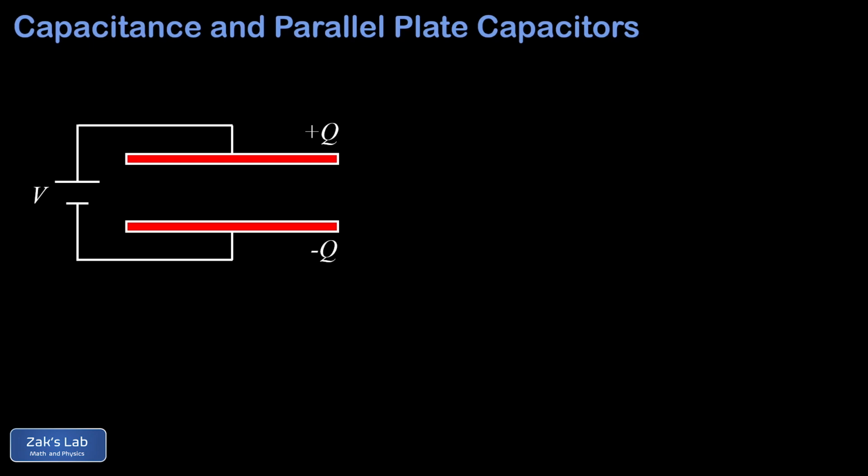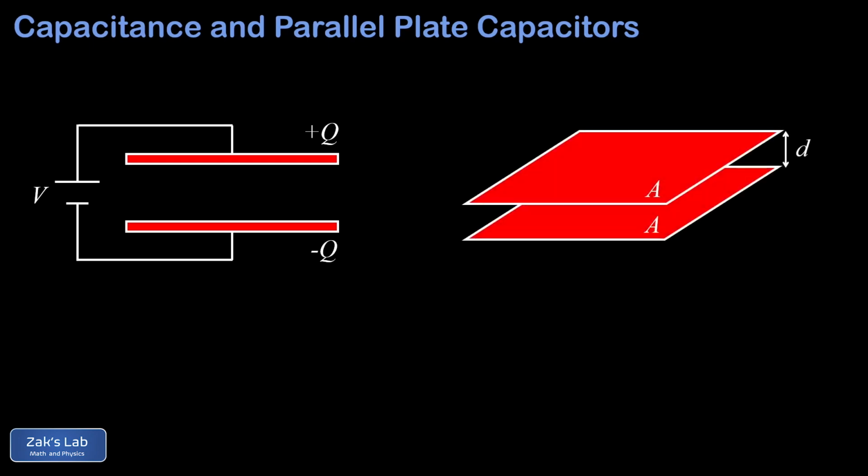but opposite signs. So while a capacitor in general could be any pair of conductors, a parallel plate capacitor is a pair of conductive sheets where the separation distance is very small compared to the dimensions of the sheets themselves. And for now, we're going to assume there is nothing between the sheets. In other words, it's a vacuum in there.